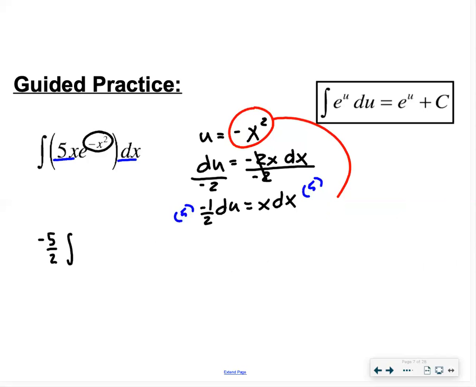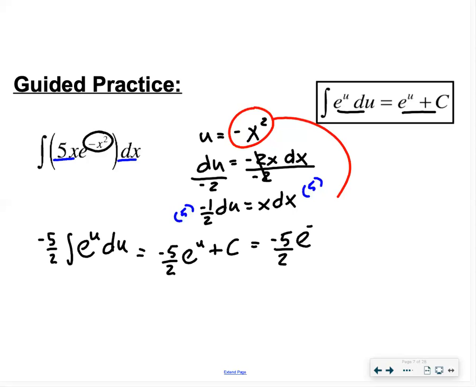There we go. So this will be not u, it will be e to the u, du. Anything else? Yep, should be good now. Okay, this will make a lot more sense. So now we can use this formula, right? Integral of e to the u is equal to, I'm going to keep my -5/2 right here. And this is going to be e to the u plus c. And then I can plug in my u. So this would be e to the -x squared plus c.